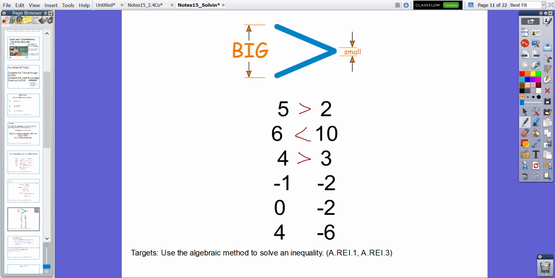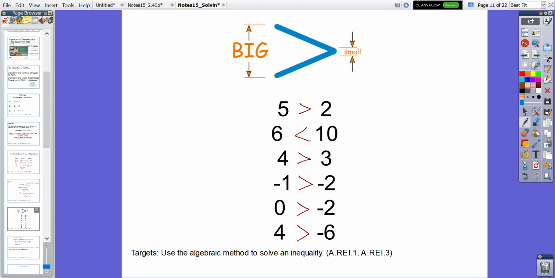Negatives work the opposite way. So negative 1 would technically be greater than negative 2. Same thing with 0. Just because it's not positive or negative doesn't mean that it is bigger than that. So we need to make sure that 0 is greater than negative 2. And then 4, any positive number is greater than a negative number. Always. Okay, it's always about position on our number line.